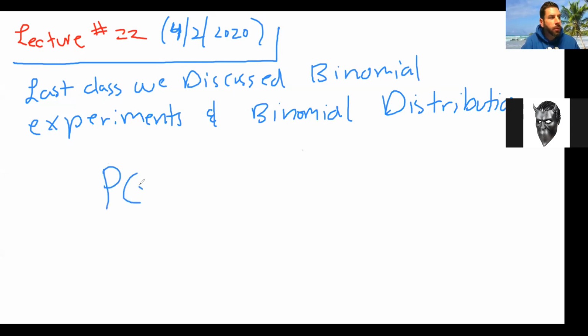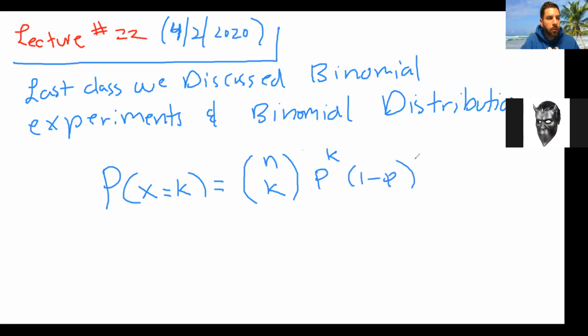It says the probability that a binomial random variable, so remember, anytime we write a big X, we think of that as a random variable, the probability that it equals some number K is equal to n choose K, this binomial coefficient, and then it's P to the K times 1 minus P to the n minus K.